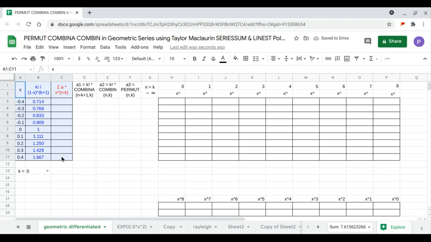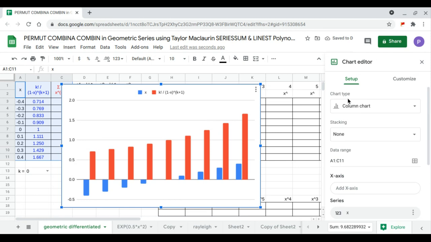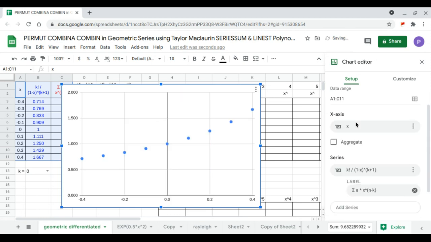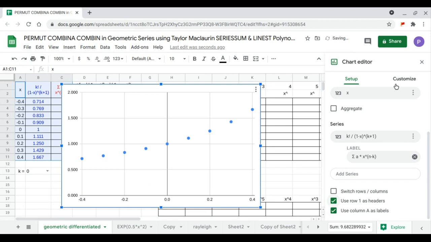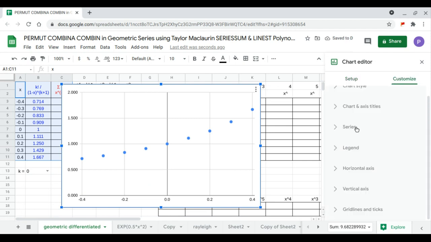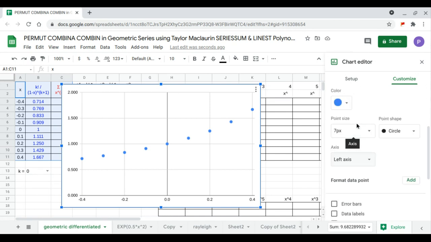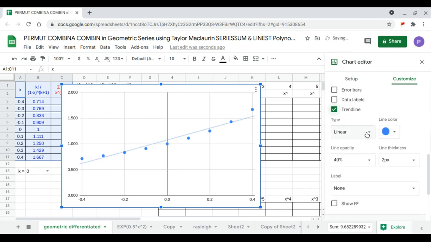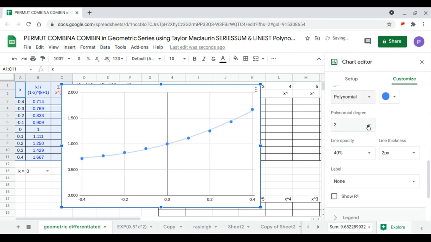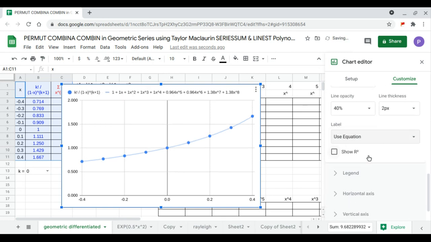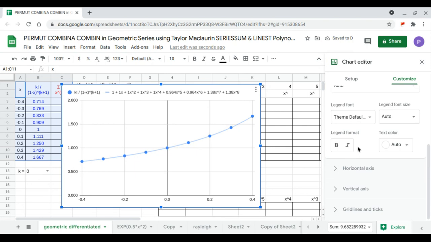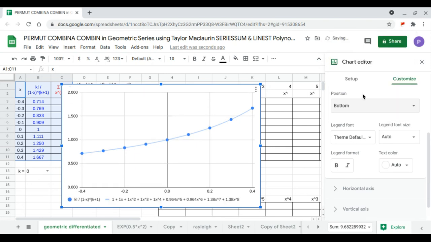And we'll chart this. Insert chart, and we will use scatter chart. Use row 1 as header, column A as labels. And the series, that's polynomial trendline, polynomial to the 8th degree. We'll try 10 if that works. No, so we'll just go with the maximum 8th degree. The label, use the equation. The legend, position at the bottom.